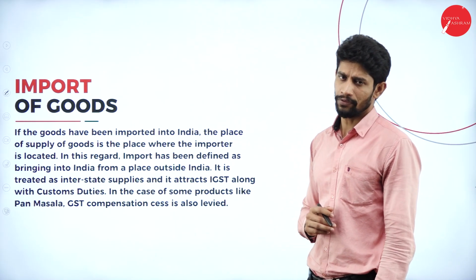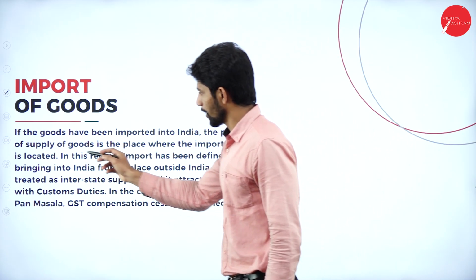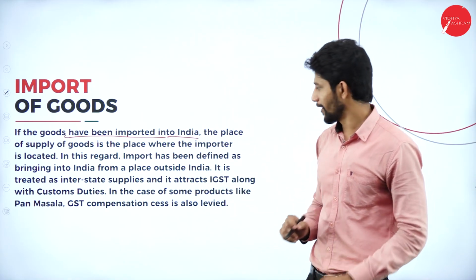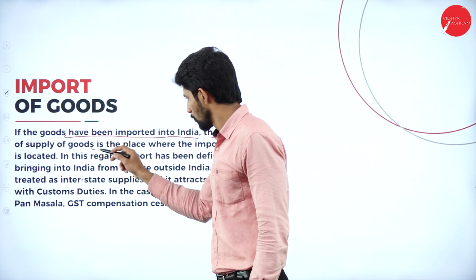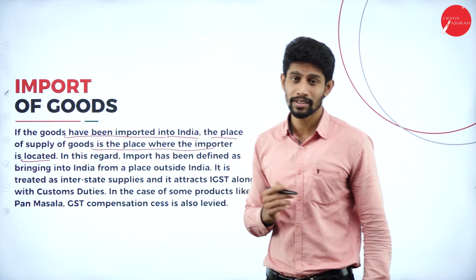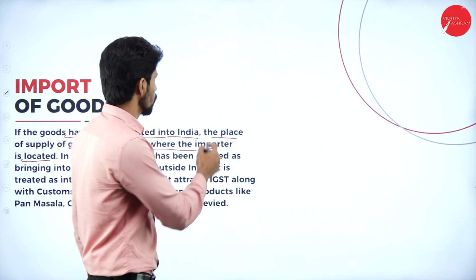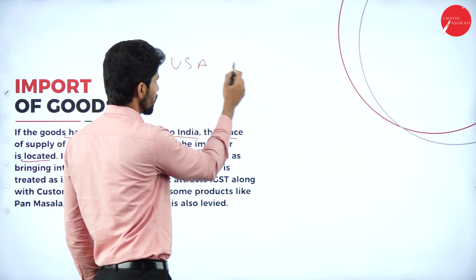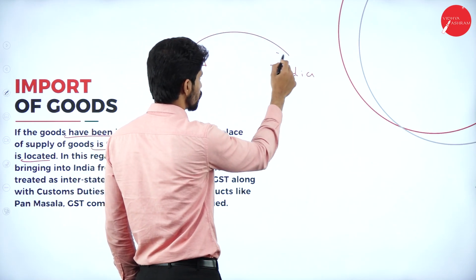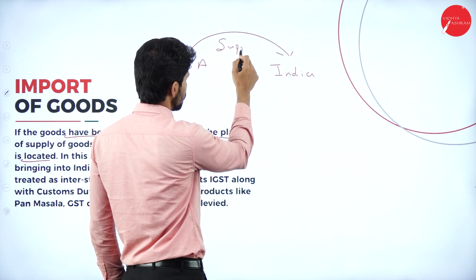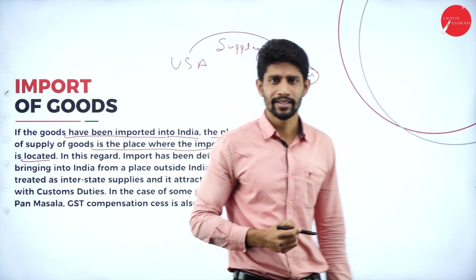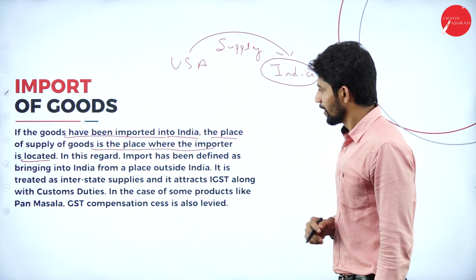Import of goods. If the goods have been imported into India, that means inside India, the place of supply of goods is the place where the importer is located. Again, an example: from USA, you are purchasing goods to India. So USA is supplying the goods to India. Now what is the place of supply? Easy. India, right? Place of supply is India.